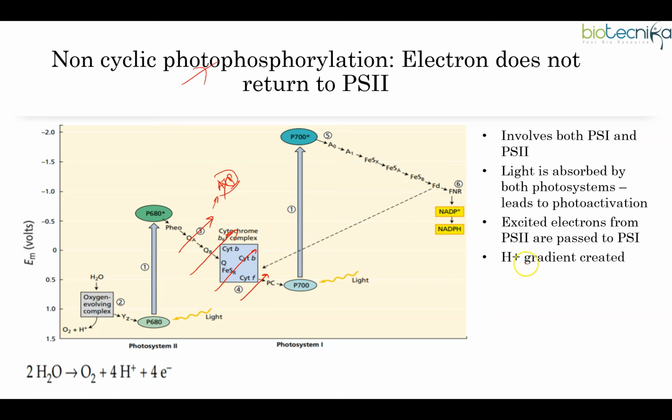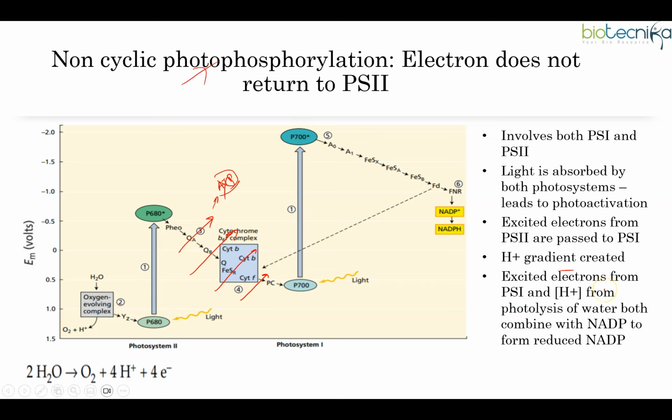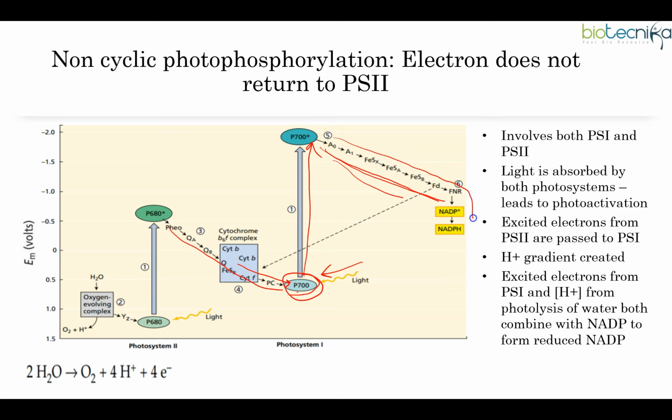Now, because of this, an H plus gradient is created, as I said. Now the excited electrons from PS1, now that the electrons have come to PS1, even this undergoes photoactivation. It will go to an excited state. Then there is another set of carriers. You can see that the set of carriers here is different from here. So again the electrons will be passed on, and finally it will be given to NADPH, which is the end product of this non-cyclic photophosphorylation, which then enters the dark reaction. So in this non-cyclic photophosphorylation, NADPH is produced, and since this is also taking place, ATP is also produced. So both ATP and NADPH are produced over here.